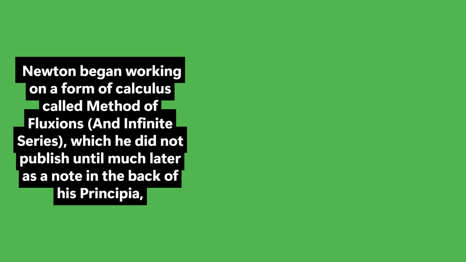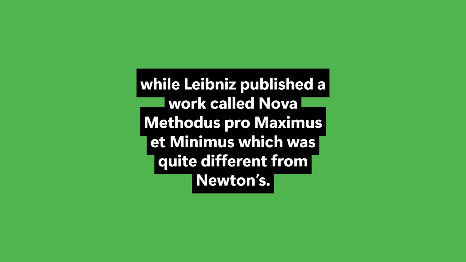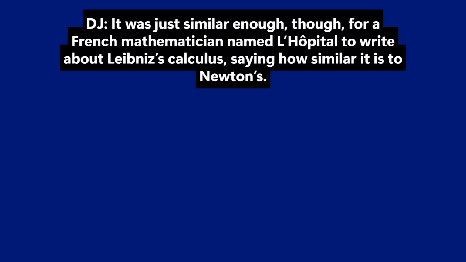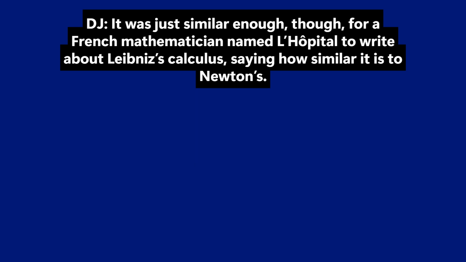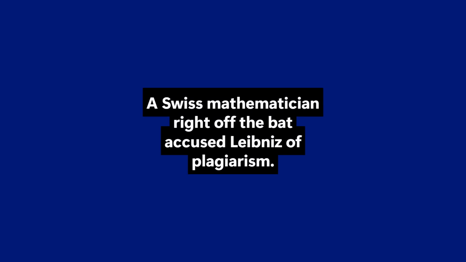until much later as a note in the back of his Principia, while Leibniz published a work called Nova Methodus pro Maximis et Minimis, which was quite different from Newton's. It was just similar enough, though, for a French mathematician named L'Hopital to write about Leibniz's calculus, saying how similar it was to Newton's. A Swiss mathematician right off the bat accused Leibniz of plagiarism.